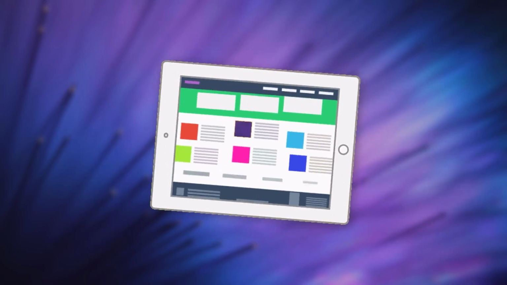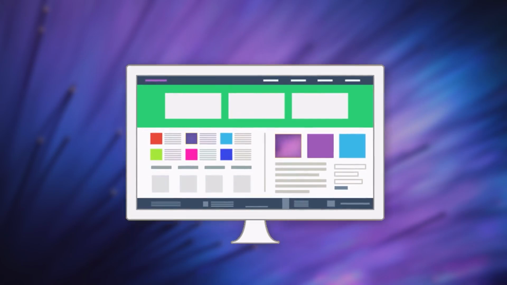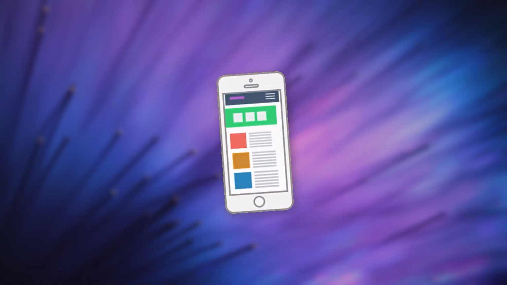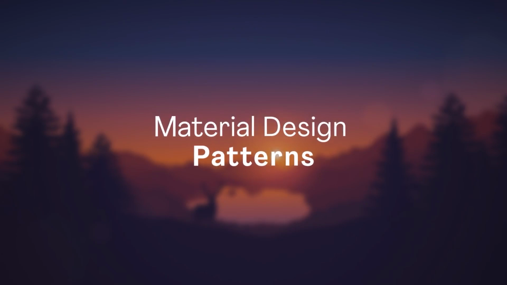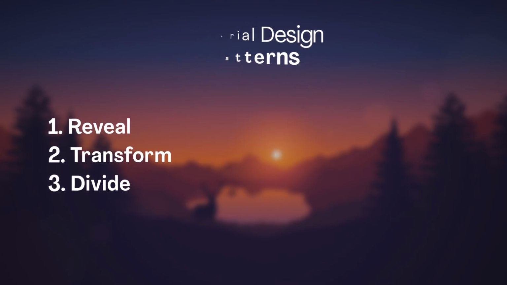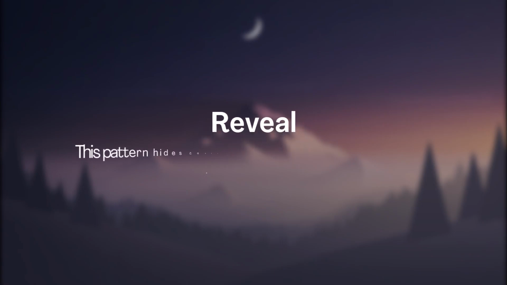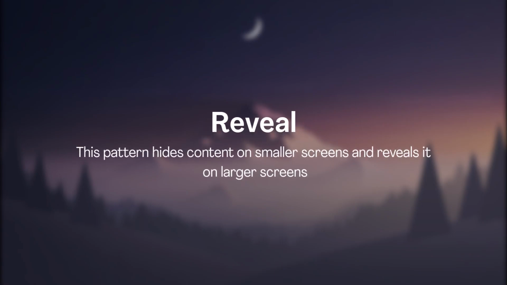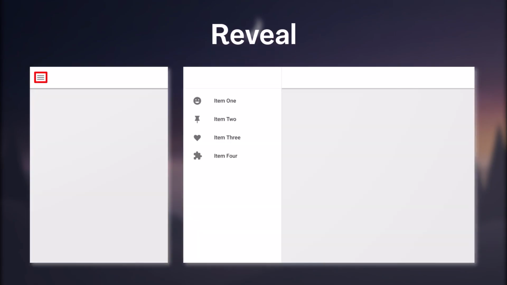We also want the content of the app to rearrange itself when the layout changes, so it's still easy to read and use. For that, we will make use of the Material Design patterns. Here are some common patterns that we can use. So the first one is reveal. This pattern hides the content on smaller screens and reveals it on the larger screen. For example, you might have a sidebar that's hidden on smartphones and tablets, but it is revealed on desktop computers because there is enough space available.